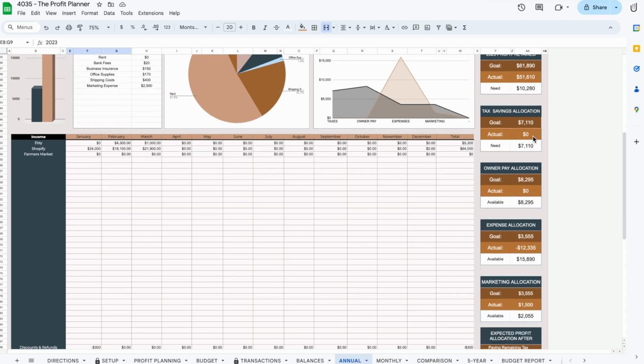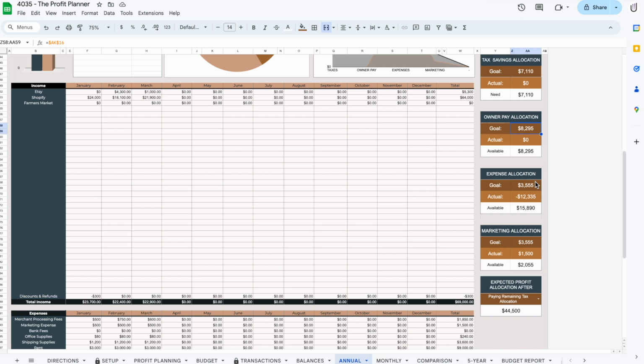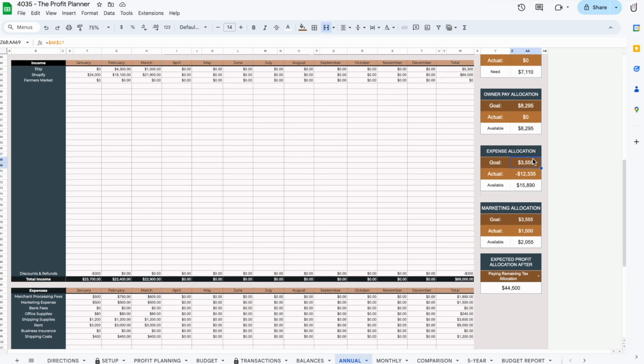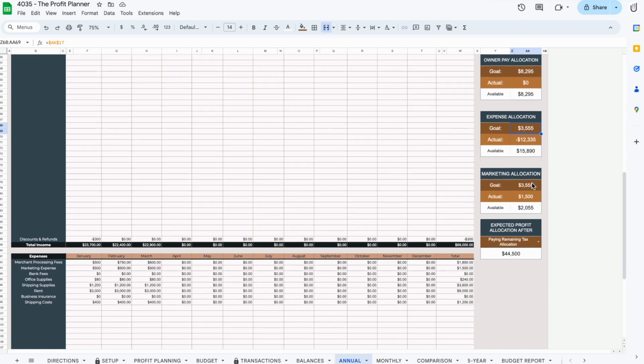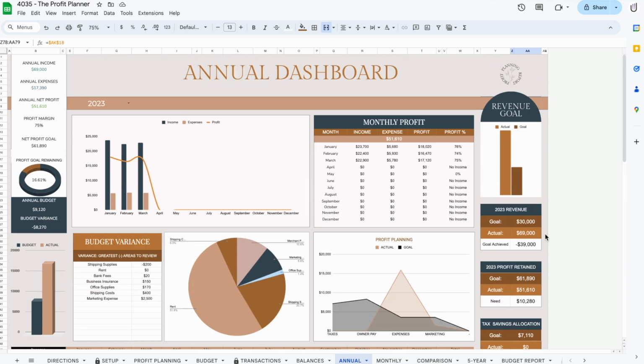You're going to have your tax savings allocations. So far with what you've entered in your profit planner, you should have $7,000 set aside for taxes. You've set aside $0, so you still need $7,000. This is how much you can pay yourself so far in the year for the first 3 months. This is how much you can spend on expenses, and this is how much you should have spent on marketing. So all of that data will be available for your profit planning here on the right-hand side.